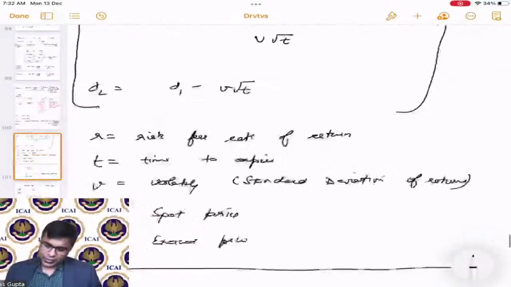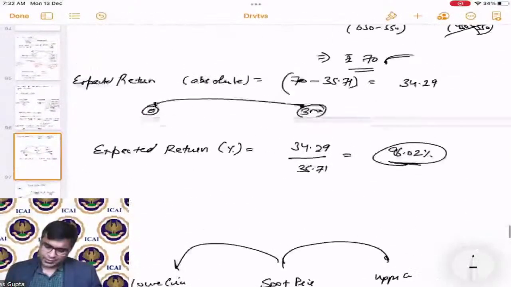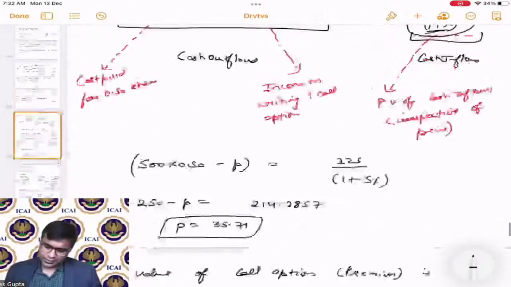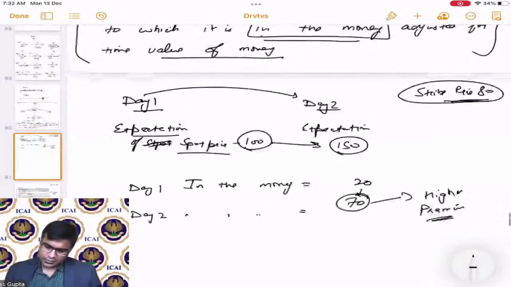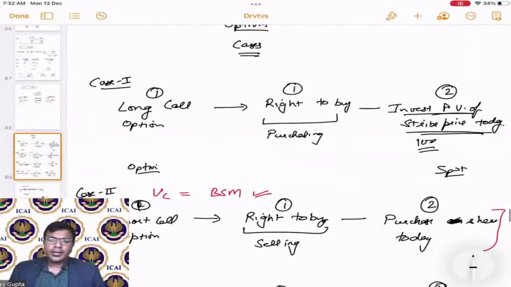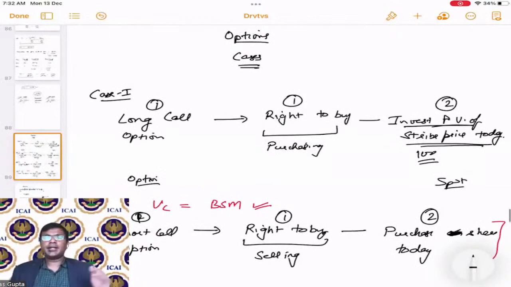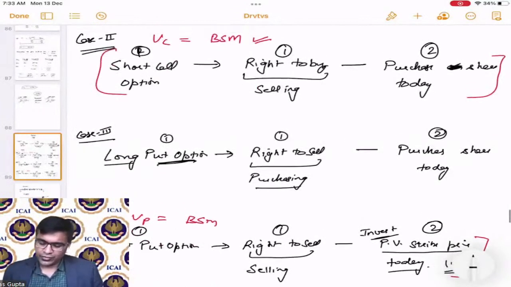I am just going to those cases only. Yes, these 4 cases were there, right? So we studied that for options, there are 4 types of situations which we have bifurcated: what position are we taking in the options market and what action are we doing in the spot market. In this, we have already used case number 2 and case number 4, correct?